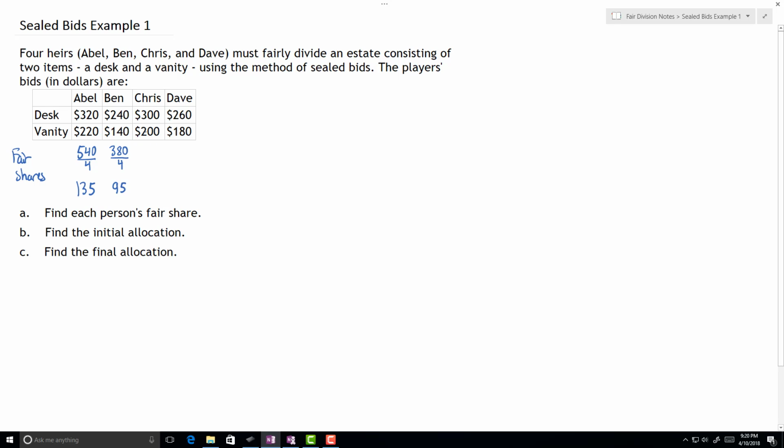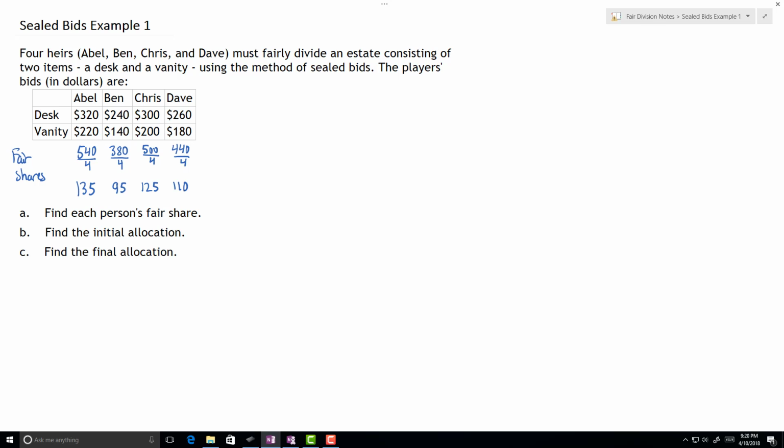For Chris, we have $300 and $200, getting us a $500 total. Dividing by 4, Chris's fair share is $125. Now for Dave, we get $260 and $180. Add those together, and we get $440. Dividing by 4, Dave's fair share is $110. So we need to know everybody's fair share. Now we go through and we see who gets what.